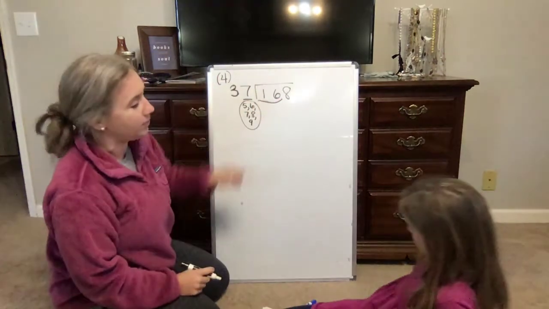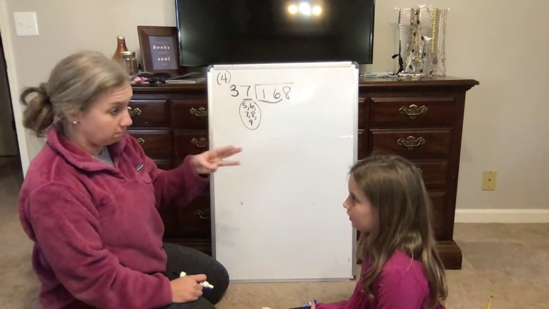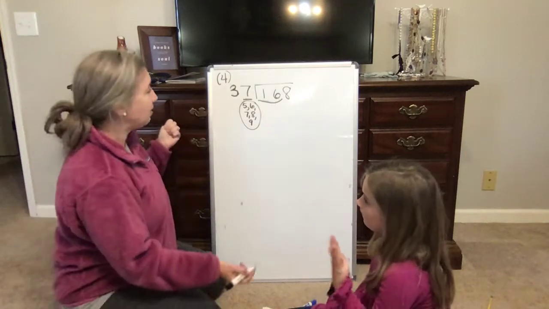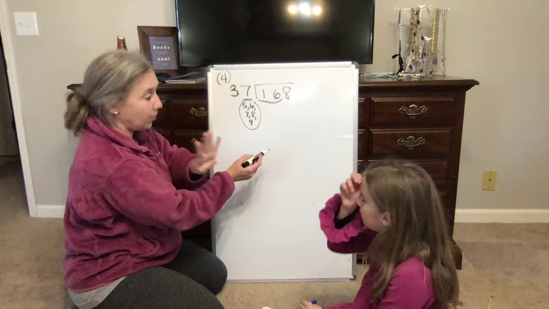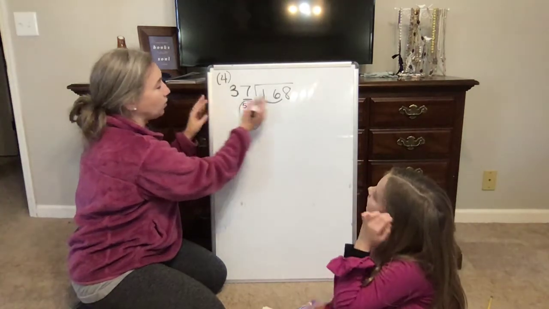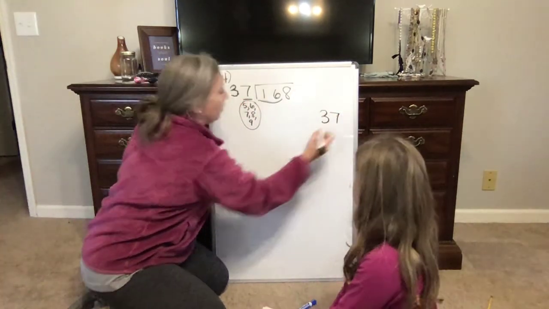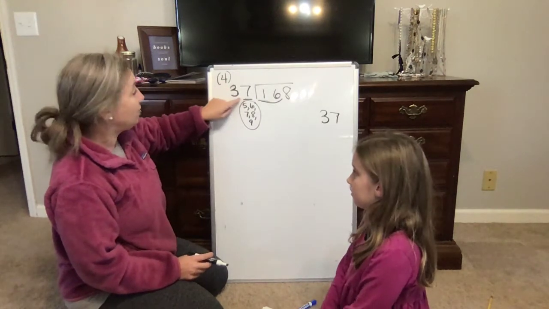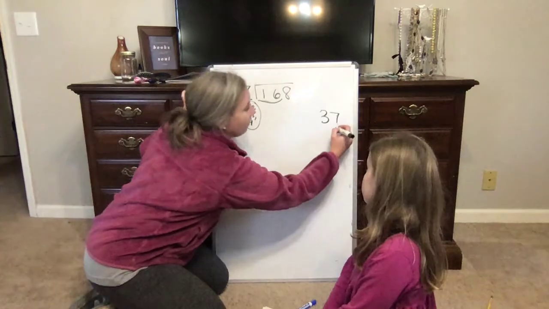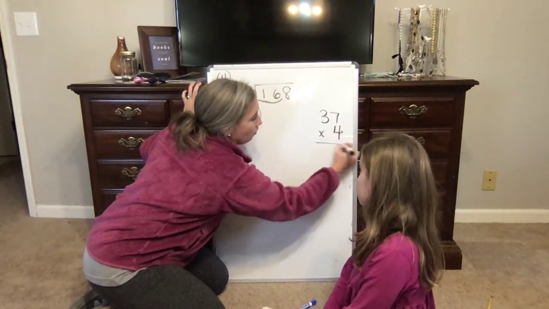How many times does 4 go into 16? 12, 16, 4 times. So what that means is we need to estimate that it's going to go in 4 times. So we're going to multiply 37. Remember, you don't say 4 times 4. You come back for this number and you're going to say 37 times 4.